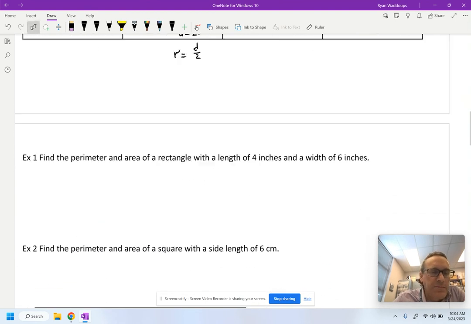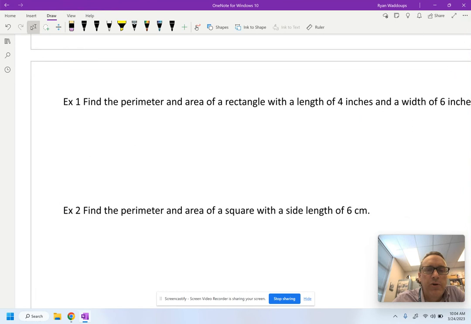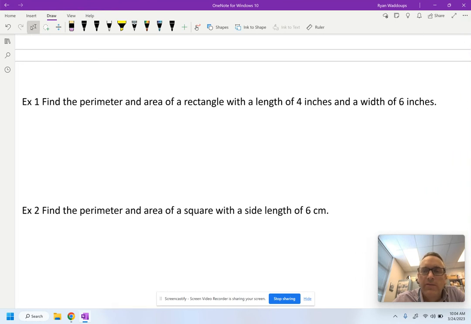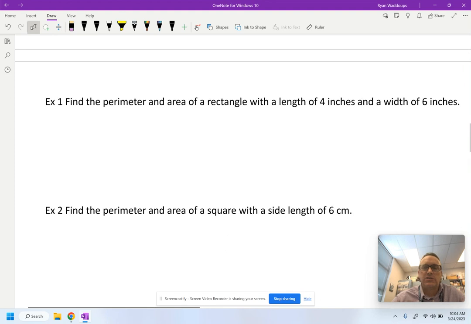All right, let's look at some examples on the next page. Example 1: find the perimeter and area of a rectangle with a length of 4 inches and a width of 6 inches.